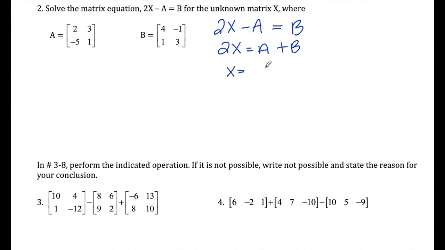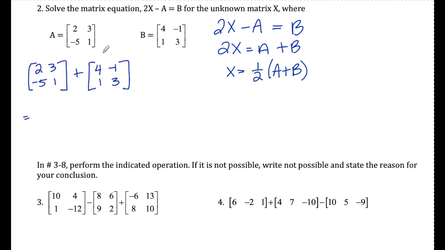So I'm going to write this as x is equal to 1/2 (A plus B). So this tells me that I'm going to need to add matrix A and B and then do a scalar multiplication of 1/2 of whatever that sum was. So let's do A plus B first.